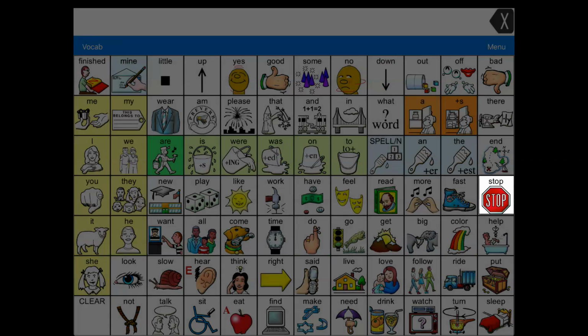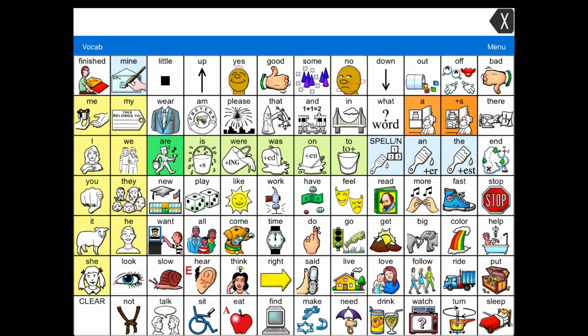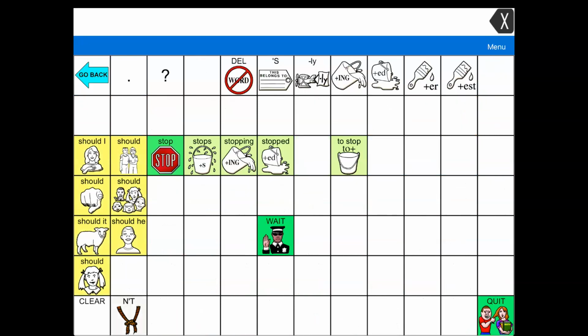Finally, we come to stop. It's a stop sign, pretty universal. Let's see what we have underneath there. We have our verb conjugations, a couple extra verbs, as well as what we see at the end. When we stop a word, we're at the end, so we get some additional word endings as well, and a period and a question mark if that's something that we need.